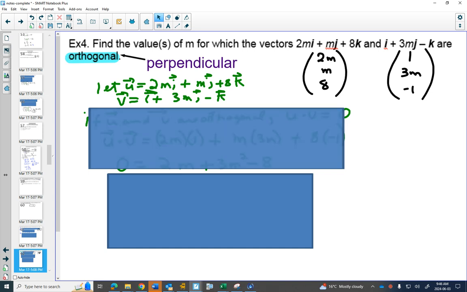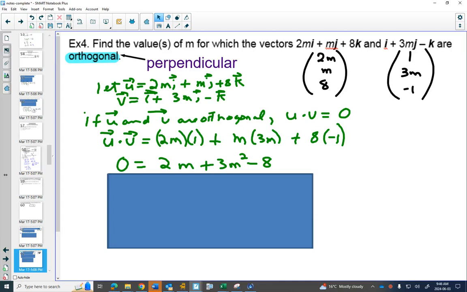So if they're perpendicular, that means the angle between them is 90 degrees. And if the angle between them is 90 degrees, since cos of 90 degrees is equal to 0, then you know that the dot product has to be equal to 0.